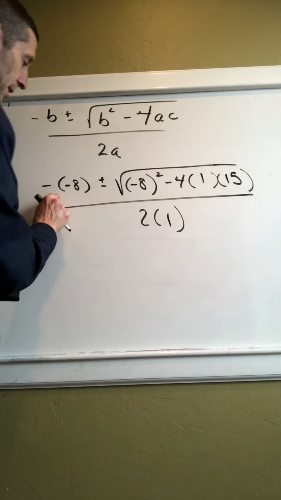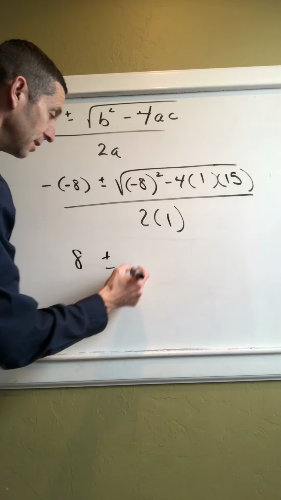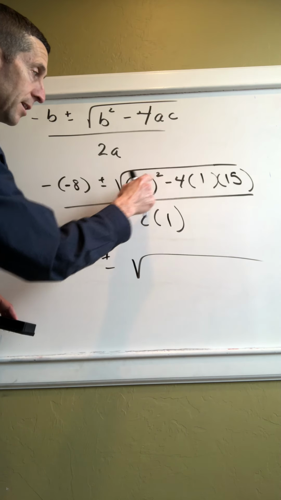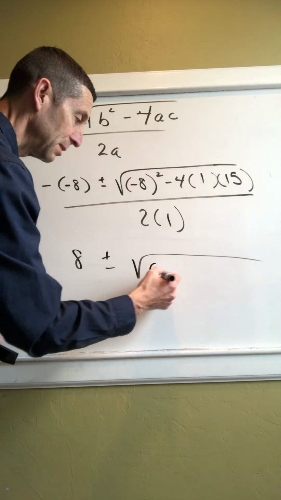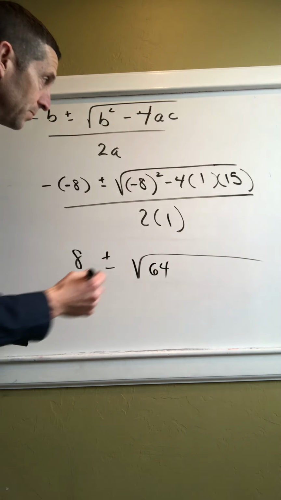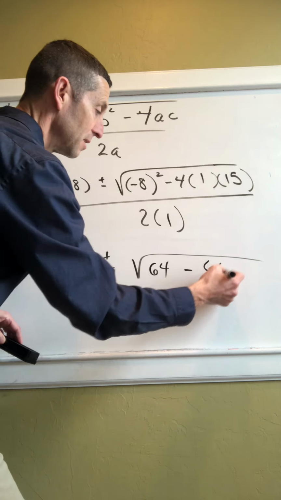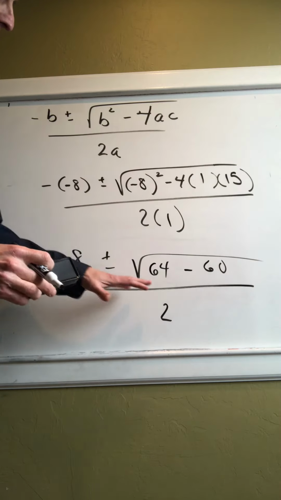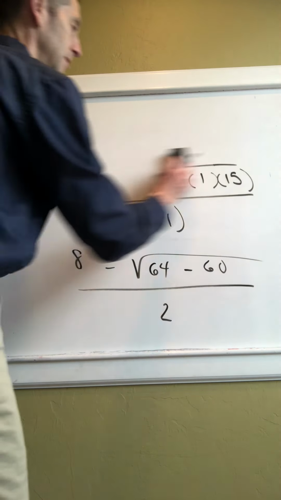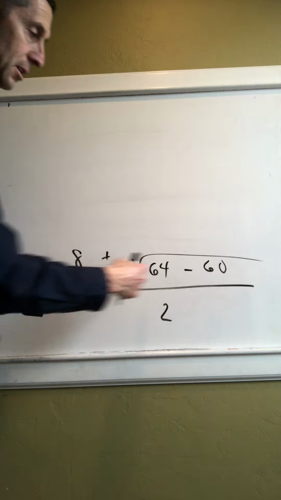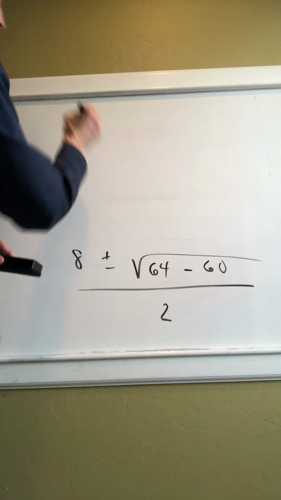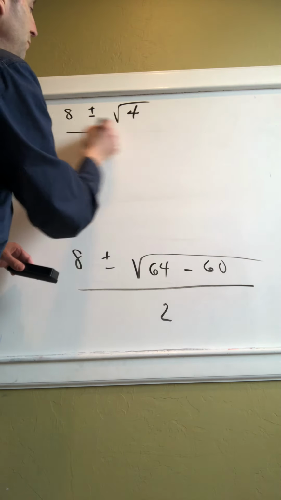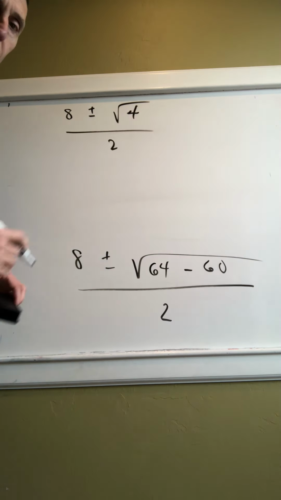So we do a little cleanup. Negative times negative, positive 8. And then what happens when you take a negative number and you square it? A negative number squared turns out to be a positive 64. And then 4 times 15, that gives you the 60. 2 times 1 is 2. So we're cleaning it up. We're doing a little bit of math each time. Underneath my big square root sign, I have 64 minus 60. So 64 minus 60, that's a 4. And this is over 2.